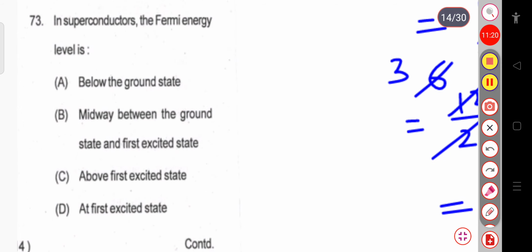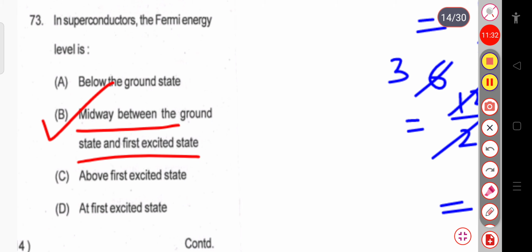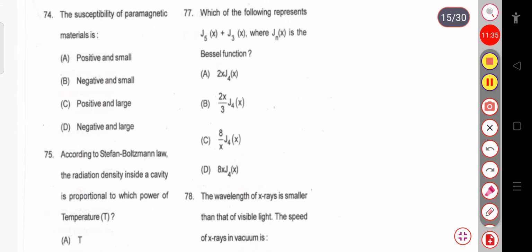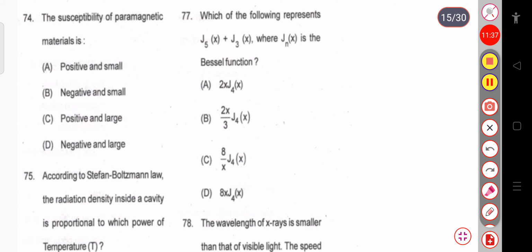In superconductors, the Fermi energy level is, so in case of the superconductor, the Fermi energy level is midway between the ground state and the first excited state. This is only for the superconductor. Okay. Now let us see the next question. The susceptibility of the paramagnetic material is, you know, the susceptibility for the paramagnetic material is chi equal to C by T, or we can say this is positive and small.